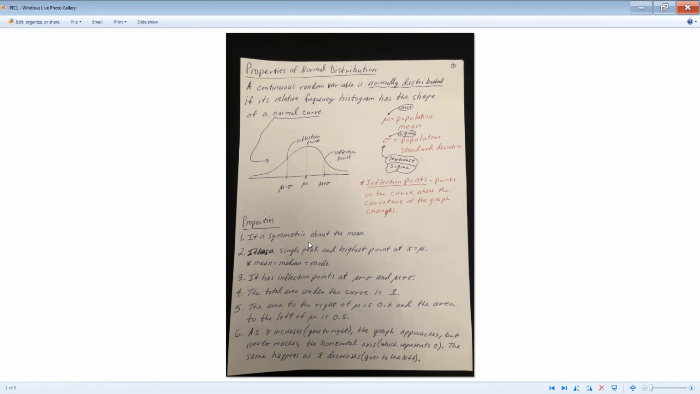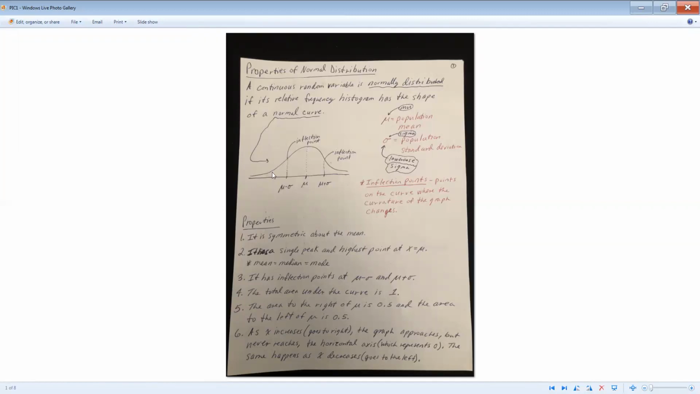So then here we have 7 points. The first point, it is symmetric about the mean. The mean is in the middle and it reflects whatever goes on the right goes on the left as well. It has a single peak and highest point at the mean. Your mean, mode, and median are all equal. It has inflection points. I already mentioned that it has inflection points when you add a standard deviation and subtract a standard deviation from the mean.